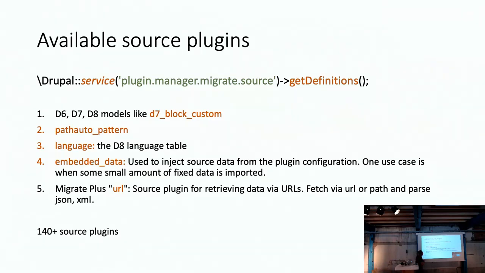Another noteworthy source plugin is called the URL source plugin. This is not from core per se, but it's from the Migrate Plus contrib module. With that source plugin, you can retrieve data via URLs, like the JSON API the previous speaker talked about. If you plug in that JSON API URL, it can fetch and parse the data. It can not only parse JSON data, it can also parse XML data.